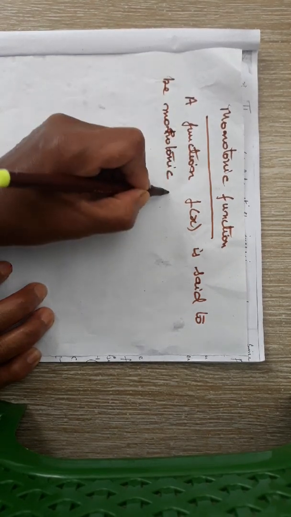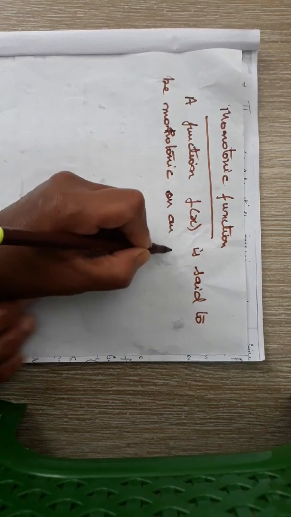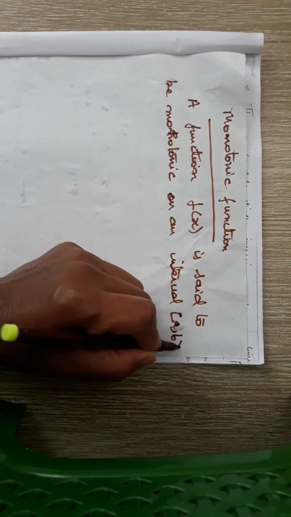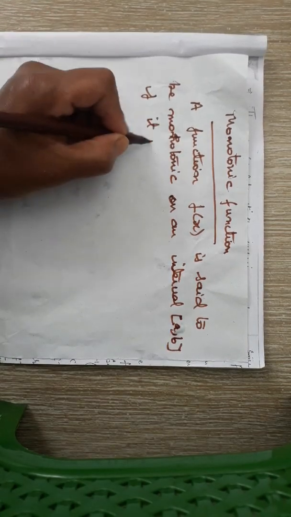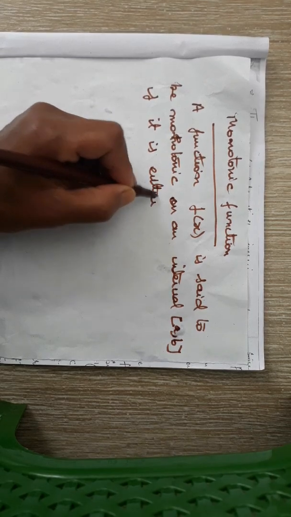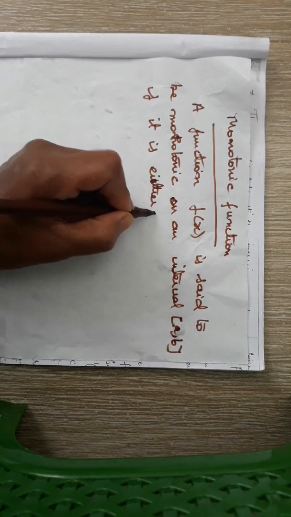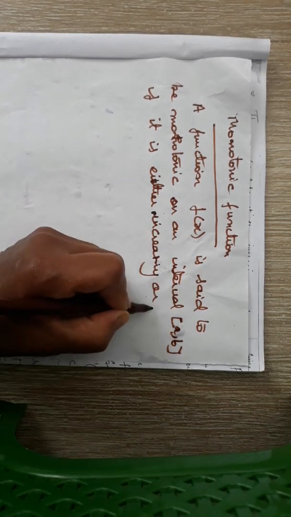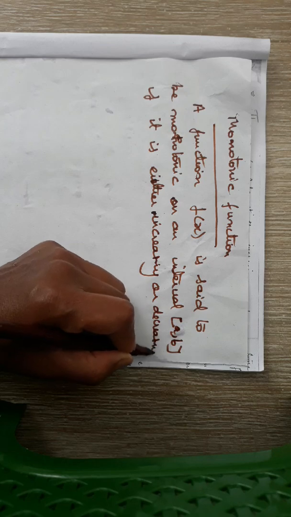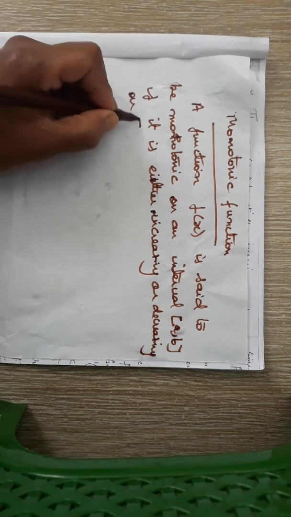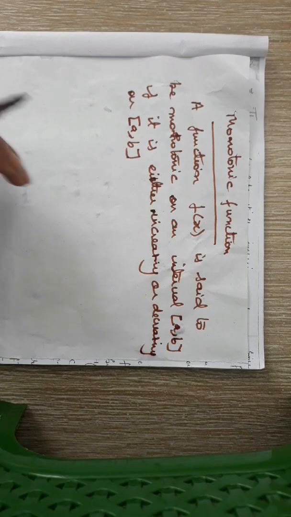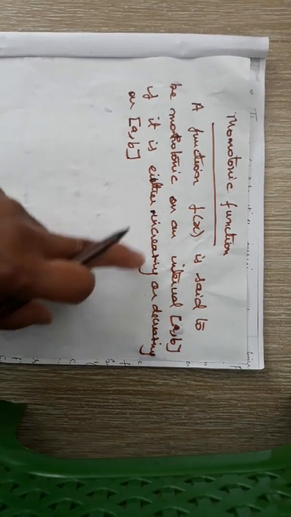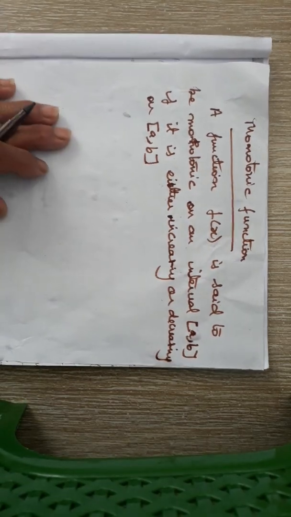on an interval AB, that is, closed interval AB, if it is either increasing or decreasing on closed interval AB. So a function f(x) is said to be monotonic on an interval AB if it is either increasing or decreasing on closed interval AB.